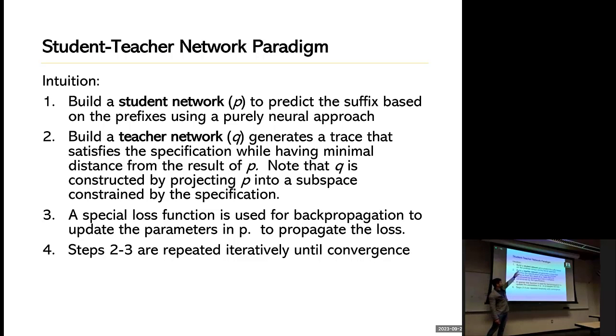Then they're using a special loss function applied to the student network that is a little bit different than what we've seen in the past, where the loss function considers accuracy, but it also considers how close the output is to the result of the teacher network. And you iterate between the last two steps until the results of both the student and the teacher look the same or close to each other.